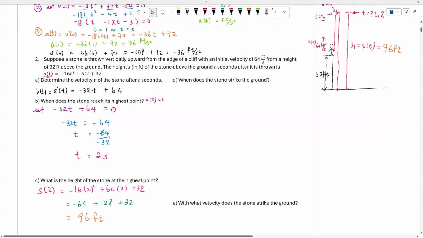And now the next problem is, when did the stone strike the ground? So I would like to know this time now. Again, what information do I know about when it strikes the ground? If it strikes the ground, it means that my position must be 0. So what I need to do is set s of t equal to 0.